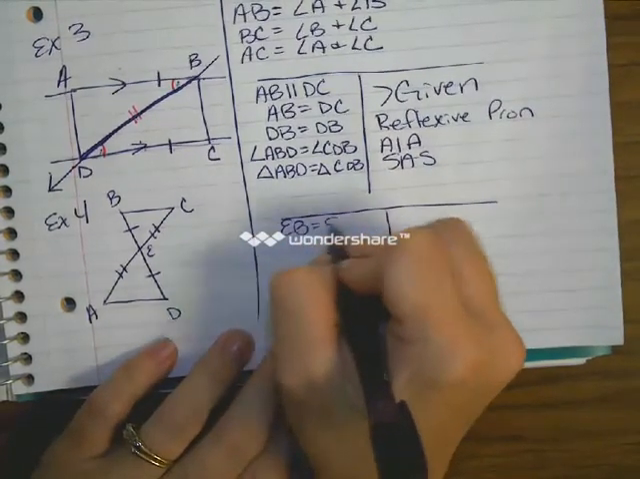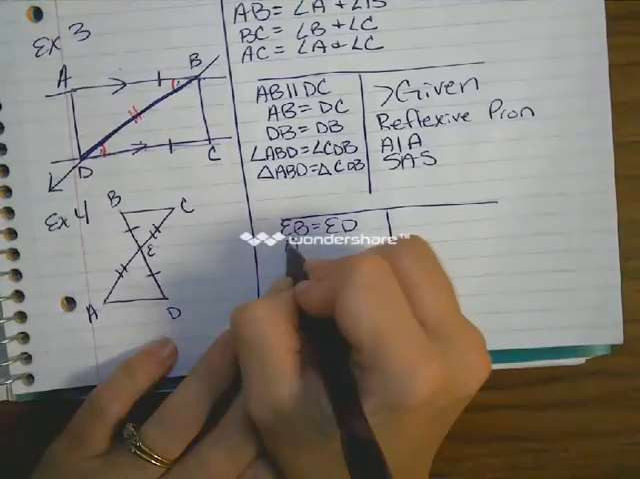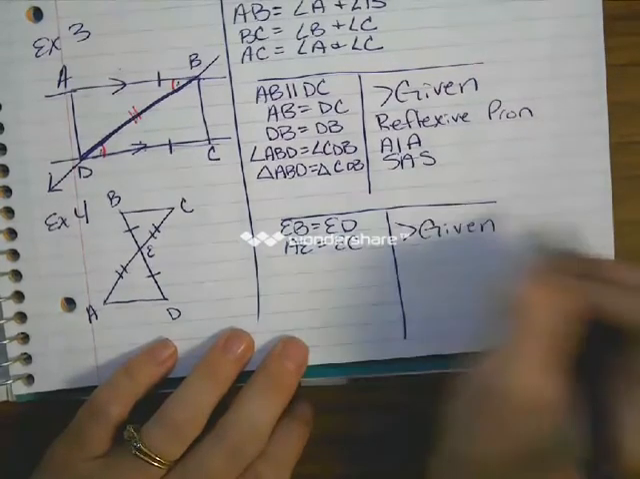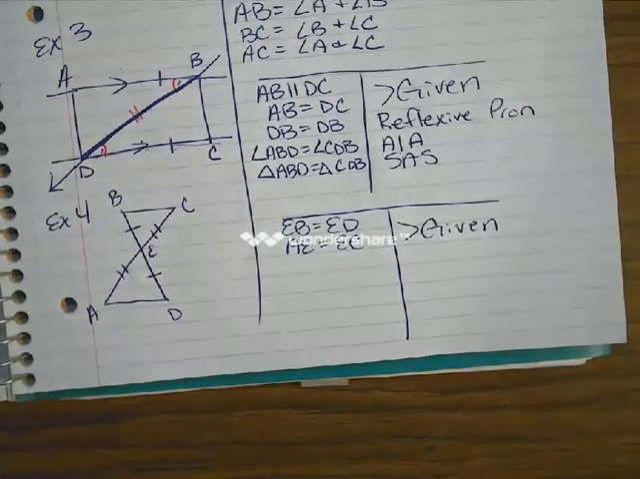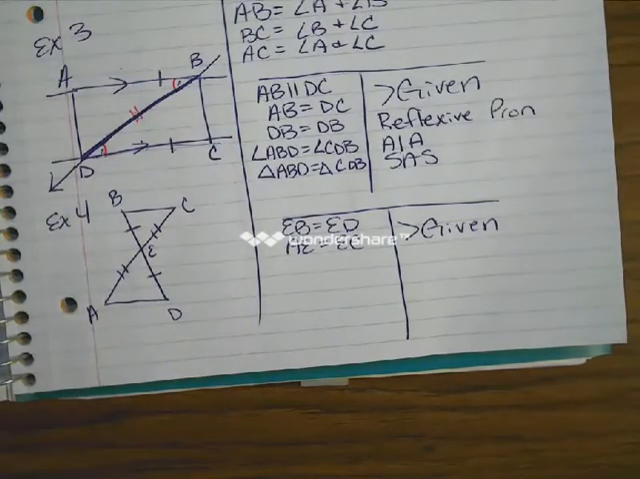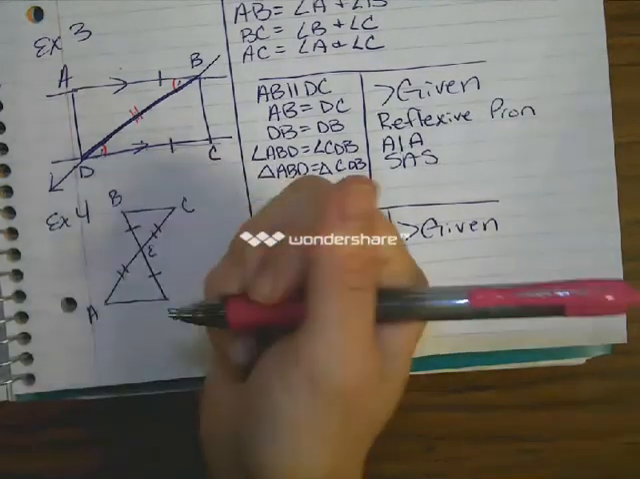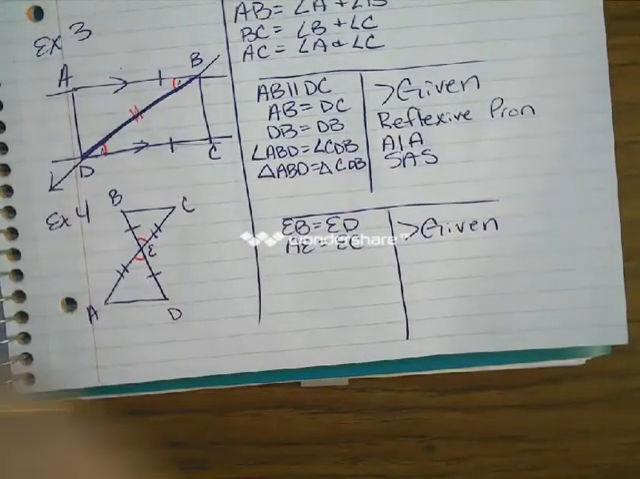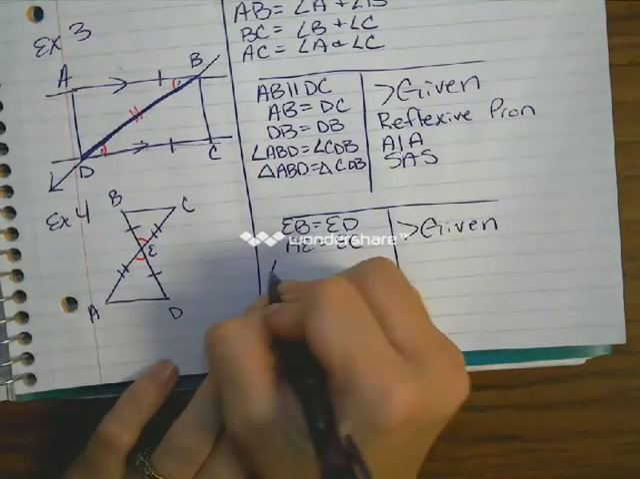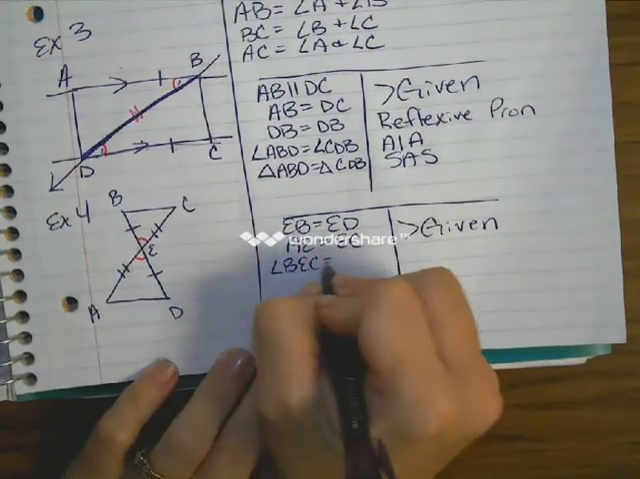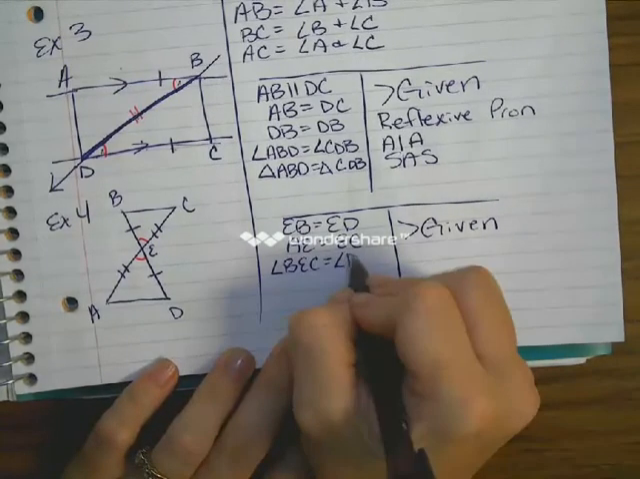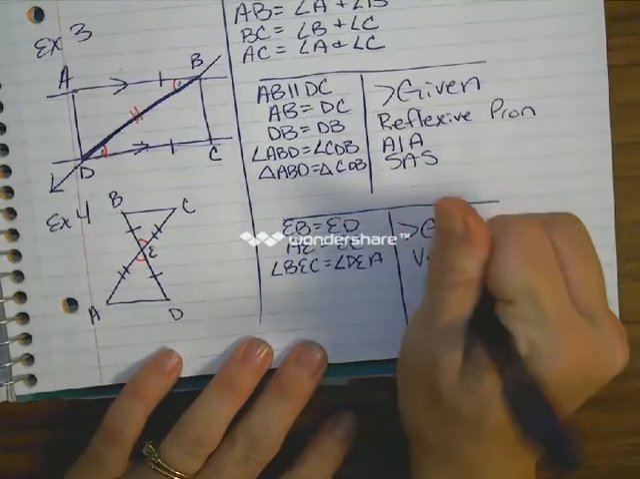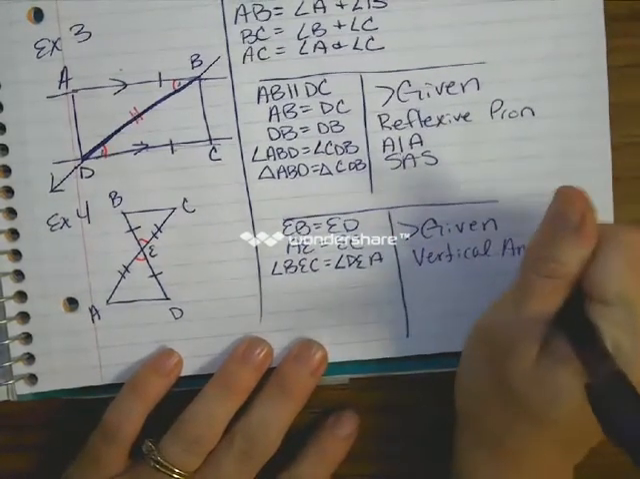What about that angle and that angle? Are they congruent? Yeah, you bet they are. So angle BEC is equal to angle DEA. Anybody know what kind of angles they are? Vertical angles. Okay. Do I have two sides and an included angle? Two sides and an included angle. So my triangles are congruent because of side angle side.